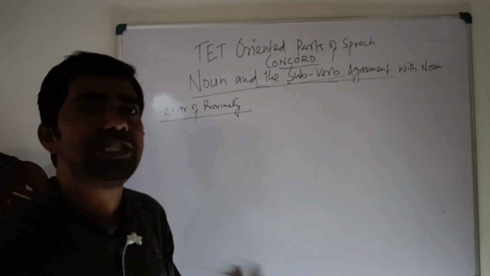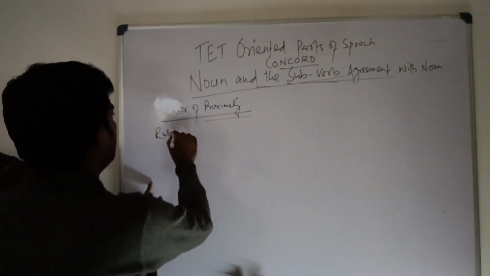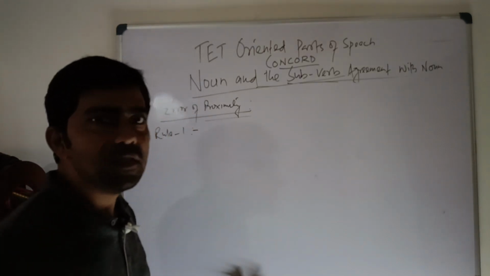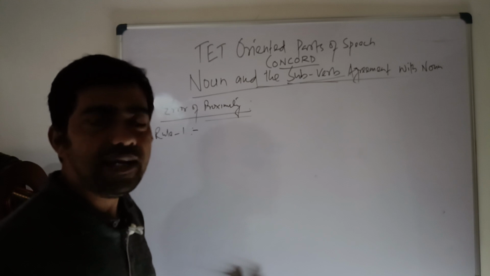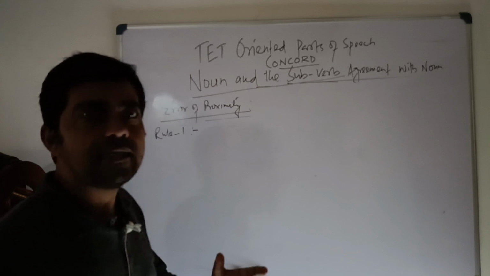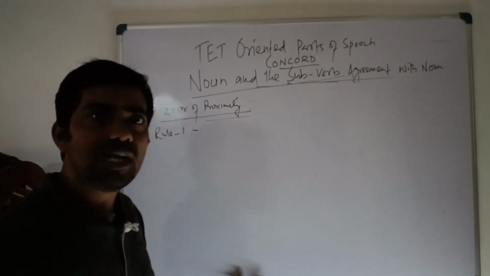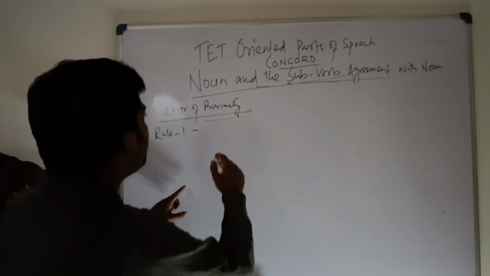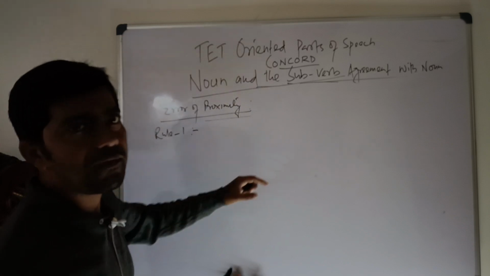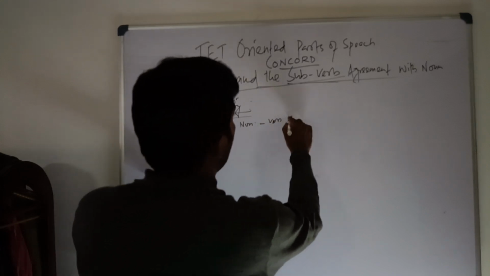And to avoid the error of proximity, these rules are to be followed. You know, rules ones. Rule 1. We know that a noun generally agrees with verbs, and a verb tends to be placed according to the usage of noun. So if the noun is singular, the verb will be singular. If the noun is plural, the verb will be plural. Singular noun, singular verb.